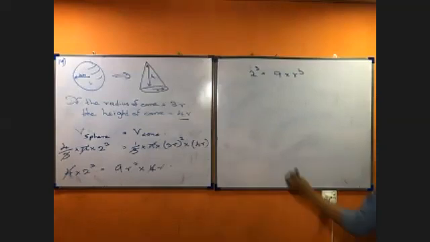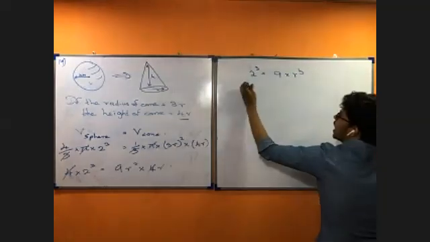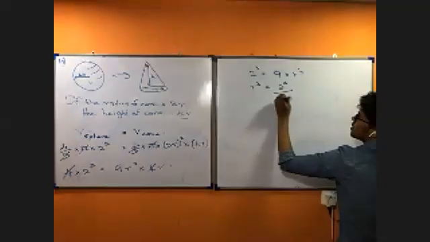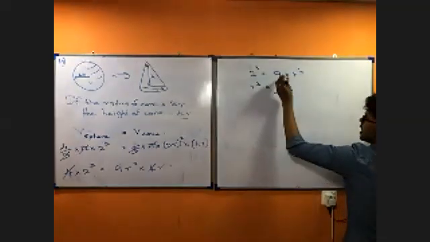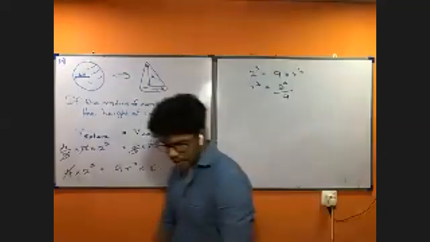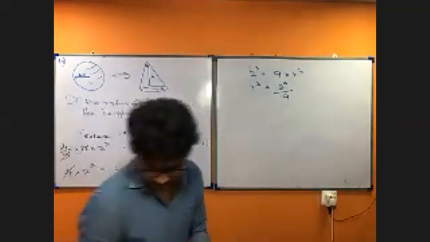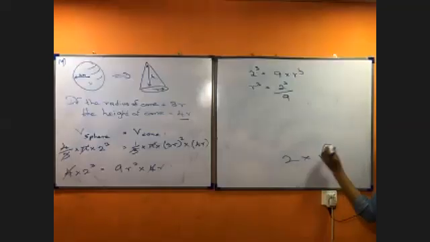So what do you have? r cubed is equal to 2 to the power 3 divided by 9. So divide by 9. So what do we have to show? We have to show it is equal to 2 times 3 root 3.